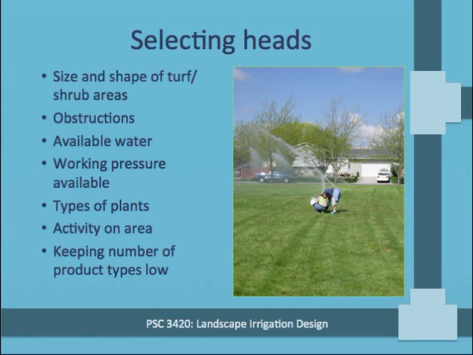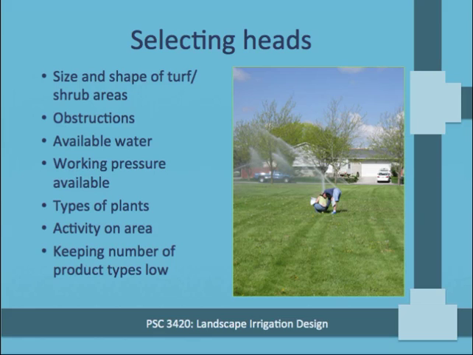Then the types of plants are also going to be really, really important because that can have a bearing on whether you choose a certain type of sprinkler over another, as can the amount of activity on an area. If you were trying to design for a park or a sports field, you would make different choices of sprinklers than you might for a small lawn area that doesn't receive a lot of traffic or play.